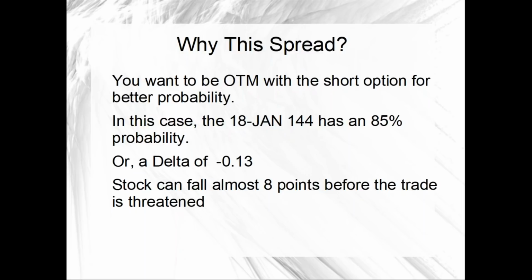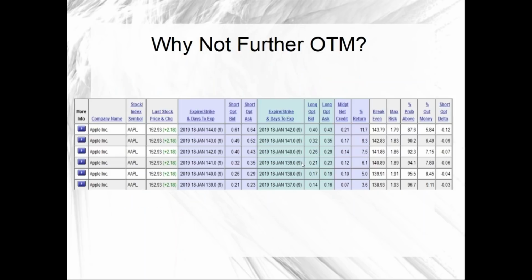Okay, now, if we look for positions out of the money that have this good probability, why don't we go further out of the money? We see at the top here the spread we showed with the 144, 142 strikes for a net credit of 21, 23 cents, 10, 11, 12% return with the 85, 86% probability.